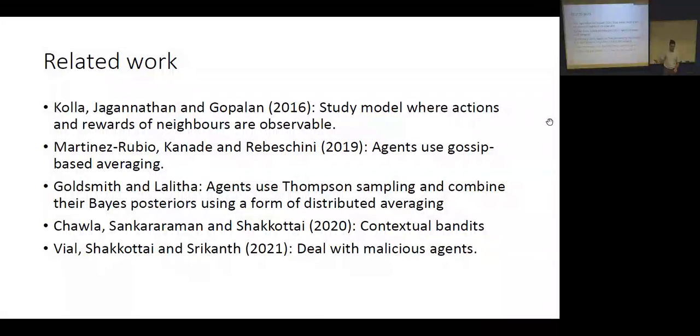So they are able to show again that this achieves the right log T scaling or some log T scaling. So these are all with classical multi-arm bandit problems. Then you can consider extensions to more complicated models such as contextual bandits. This is a natural extension to look at.